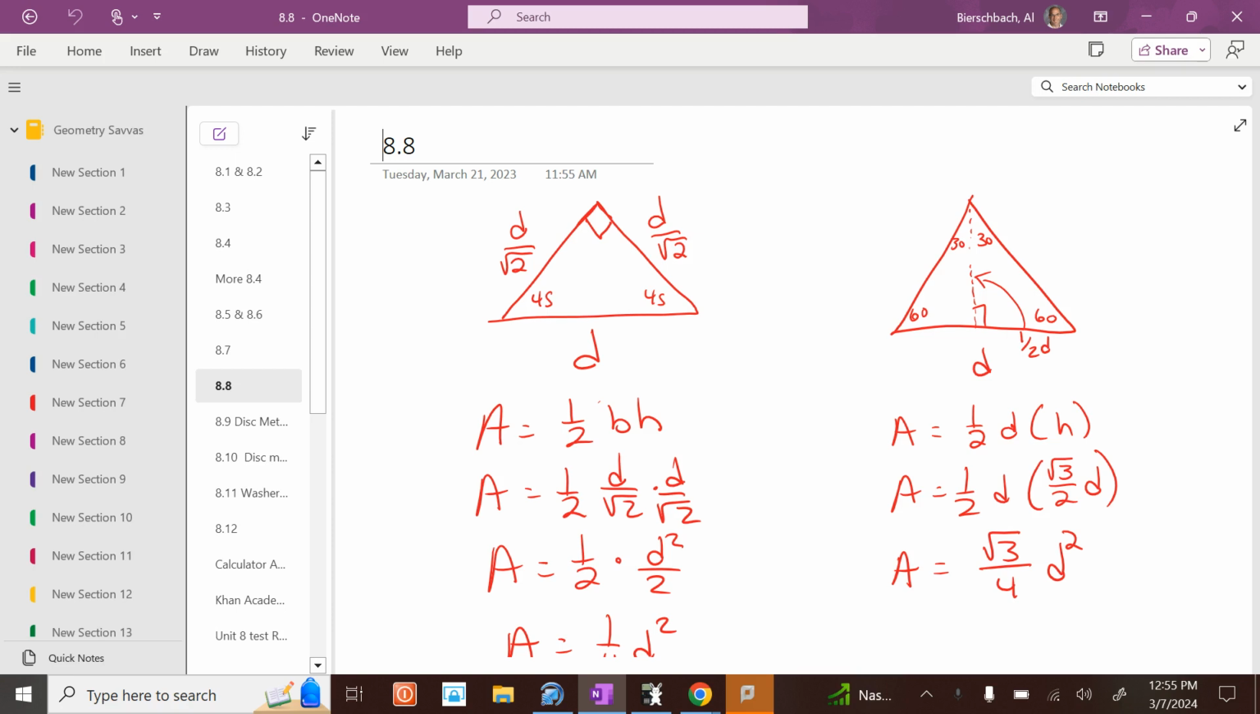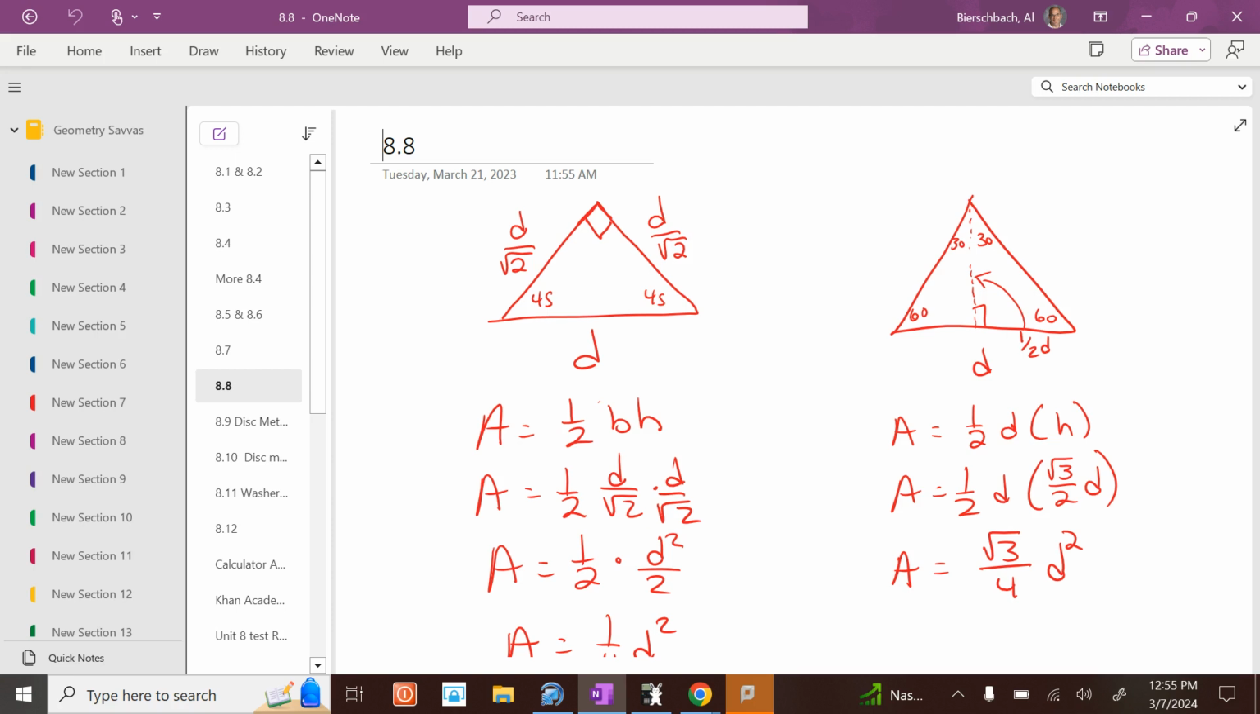Well, from back in the days of geometry, we learned that in a 45-45-90 triangle, if the hypotenuse was y, each of the sides were y divided by the square root of 2. So this is the diagonal, or the hypotenuse. So each of the sides would be d over square root of 2.